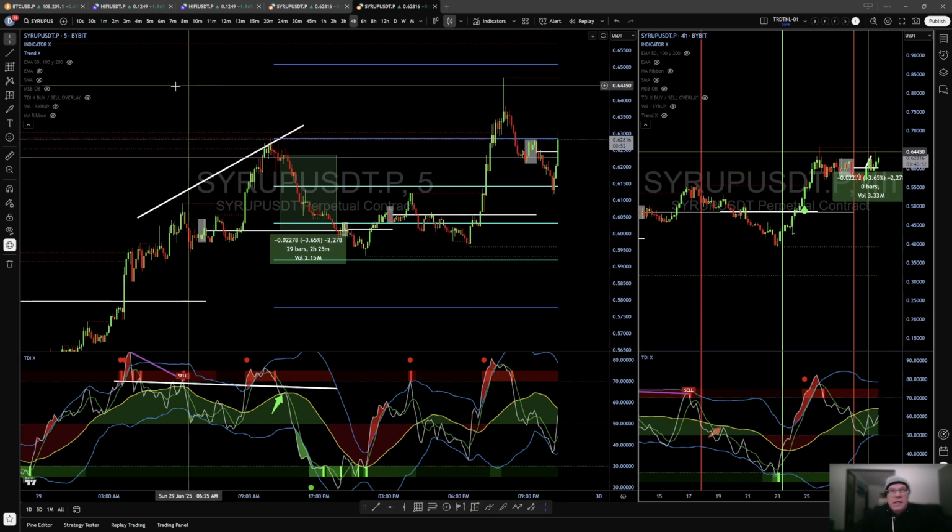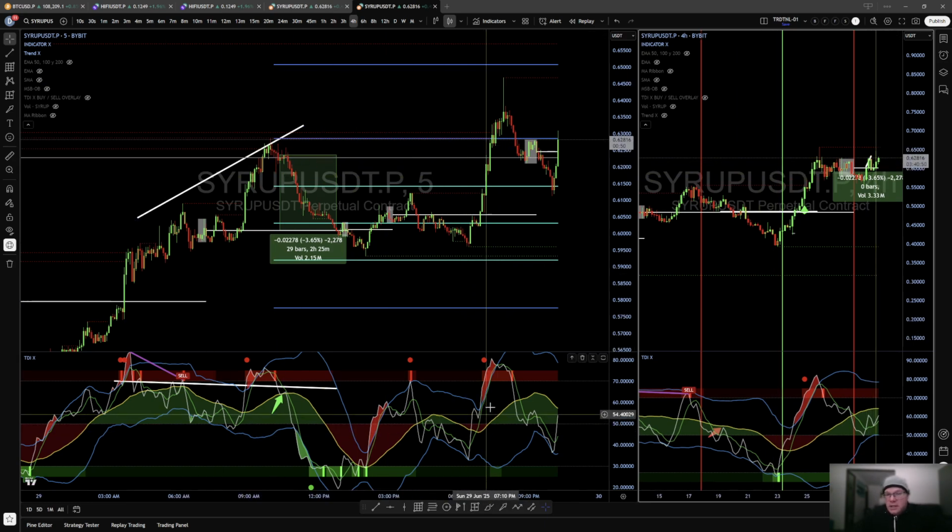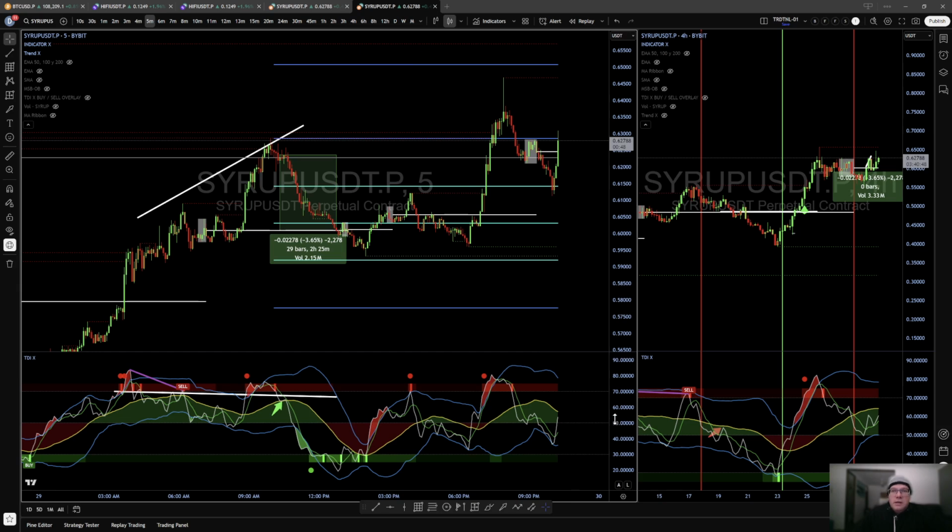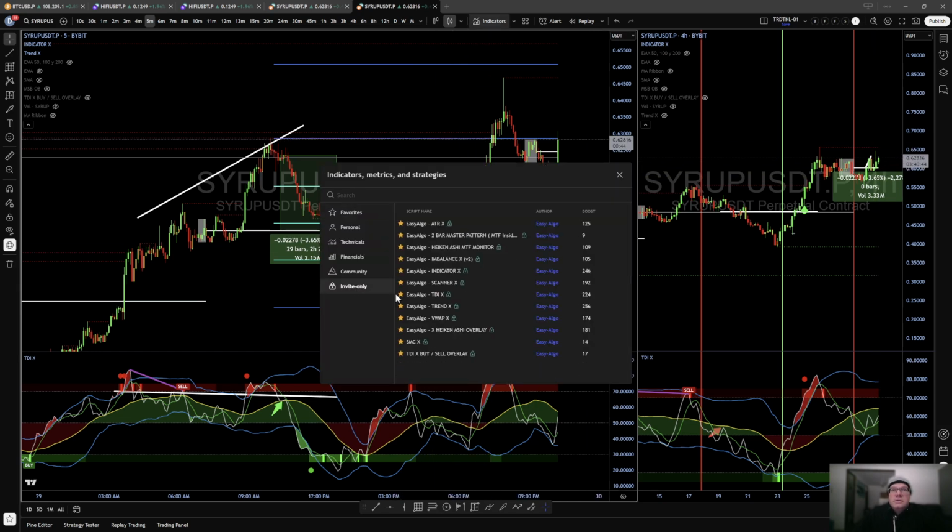You've got TrendX, you've got IndicatorX, you've got your TDIX, you've got your Imbalance X, and gosh, there's so many cool indicators. Your ScannerX helps you. I don't really use VWAP-X. I don't understand it yet. ATRX is okay. And then there's SMCX, which is something I'm currently learning.